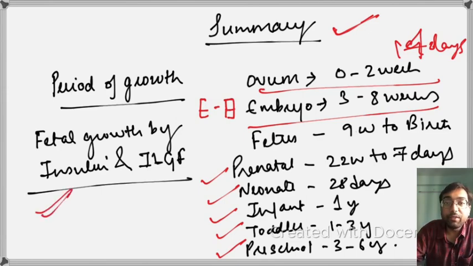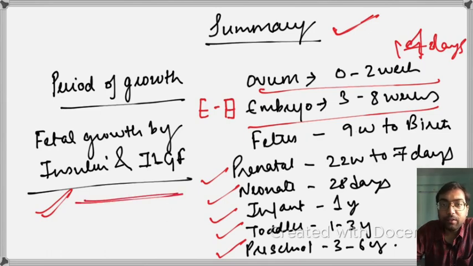Okay. Now you must be thinking, which hormone affects the growth in the fetal period. It is the insulin hormone which causes fetal growth. Insulin and insulin-like growth factor. They will give you a question like insulin, thyroid, growth hormone, etc. You have to mark the answer insulin and insulin-like growth factor.